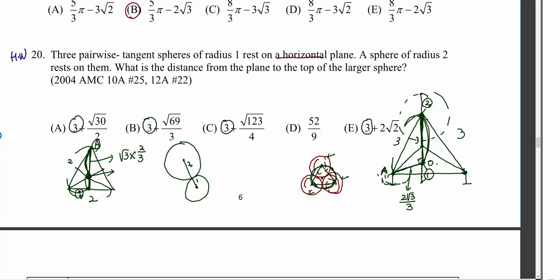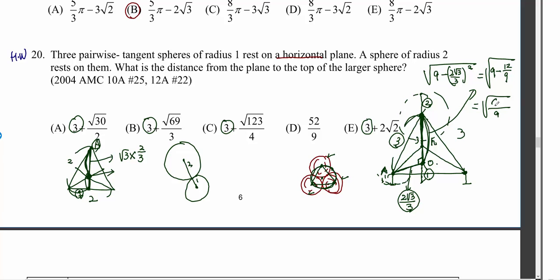Now this one is a right triangle. To find the other leg, hypotenuse squared is 3 squared, 9, minus this squared. Let's find these numbers. 9 minus, 2 rad 3 squared is 4 times 3, which is 12, over 9. So 9 is 81 over 9, minus 12 over 9 is 69 over 9, right? Now simplify. The denominator is a square, so this is square root 69 over 3. That's the length of this one.